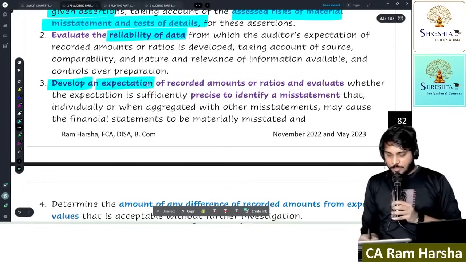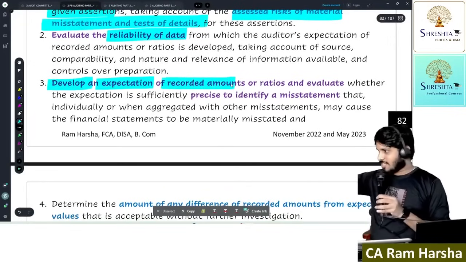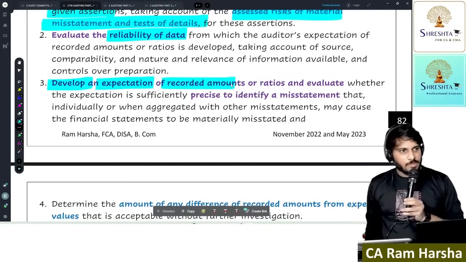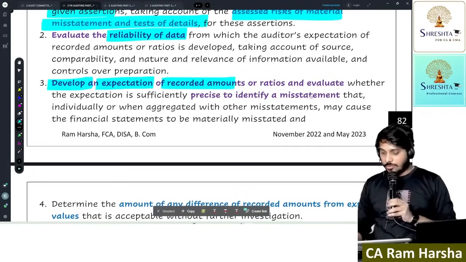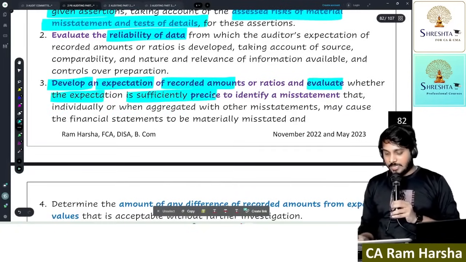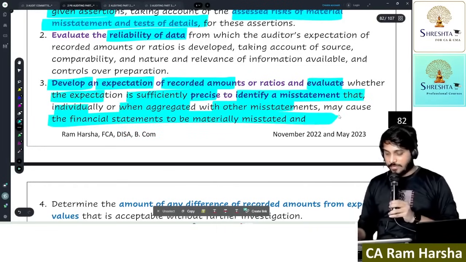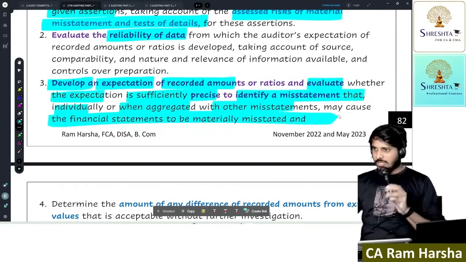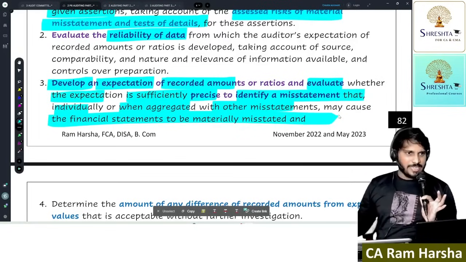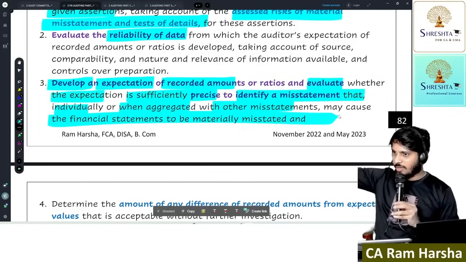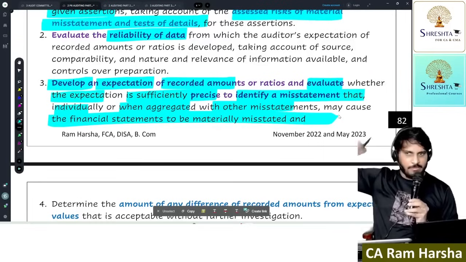Now develop an expectation of the recorded amount. Say scrap value is totally recorded as 12 lakhs. What is the expectation? 15 crore. And evaluate whether the expectation is precise enough to identify a misstatement that individually or when aggregated with other misstatements may cause the financials to be materially misstated. So develop an estimate, develop an expectation, compare it with the actual, and see how far it is detecting a material misstatement.